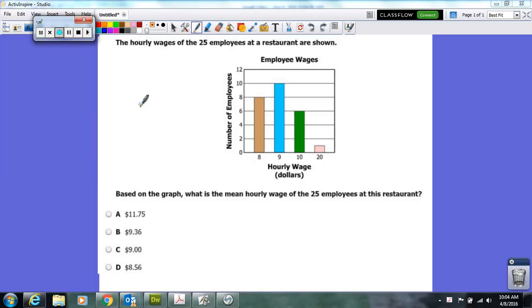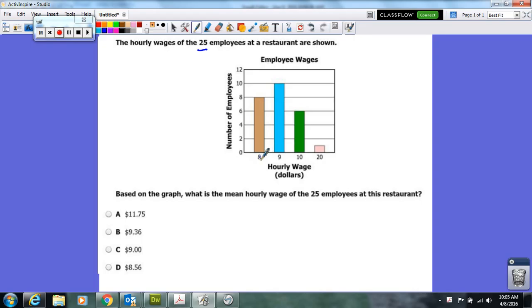Why, hello everybody. We have a multiple choice question to talk about today from the 2014 Math Grade 8 SOL. So let's take a look at what they've provided for us. They say the hourly wage of 25 employees at a restaurant is shown here.